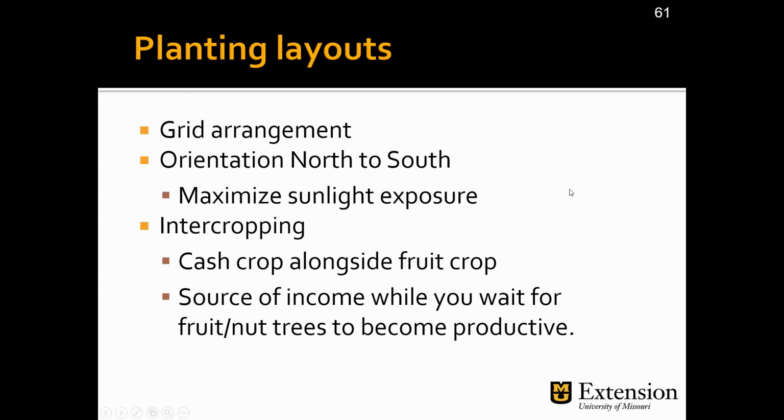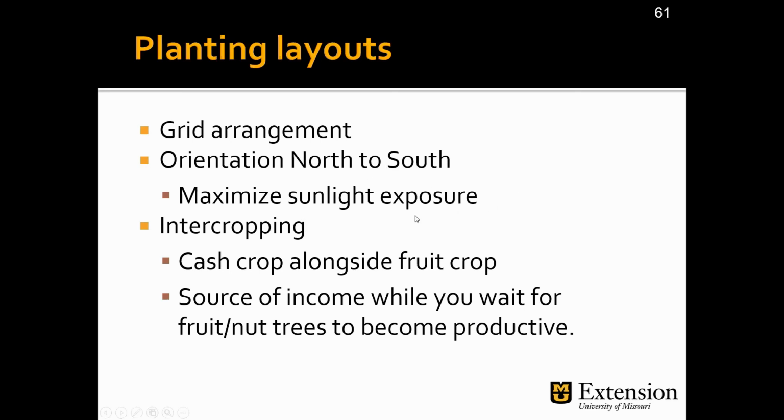Now, moving on to planting layouts. Usually you want to arrange them in a grid, and you want to set up your rows so they're going from north to south. The reason why is, for example, in northern latitudes, like where we are, when we have 4 seasons in the year, during the winter you have a limited amount of sun, right? So you want to maximize sunlight exposure. That's why you orient the rows going from north to south.